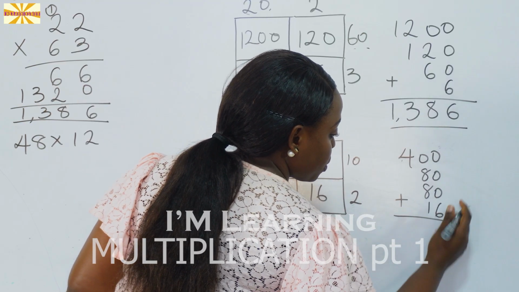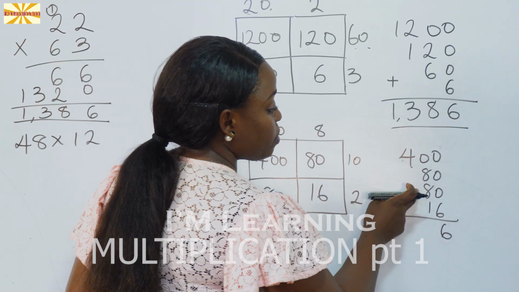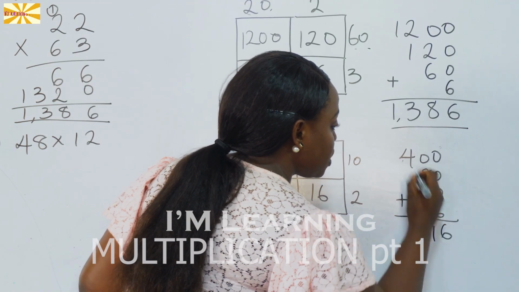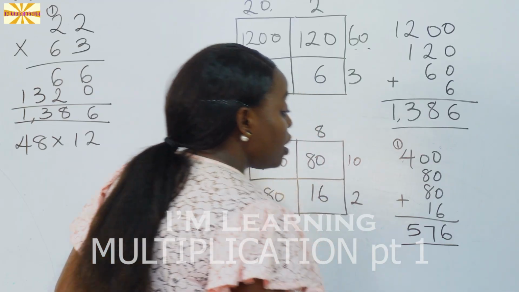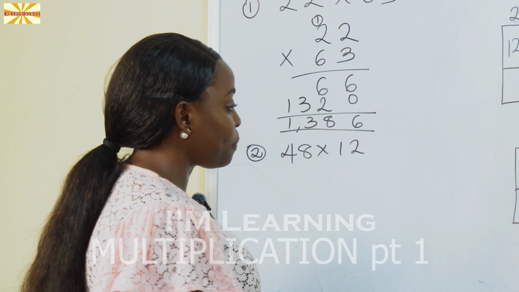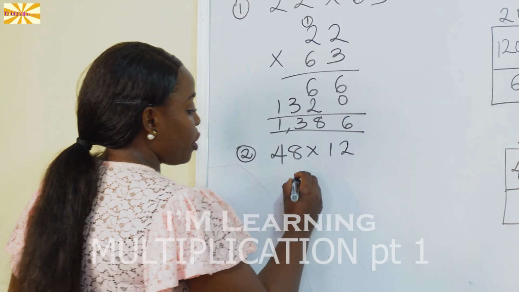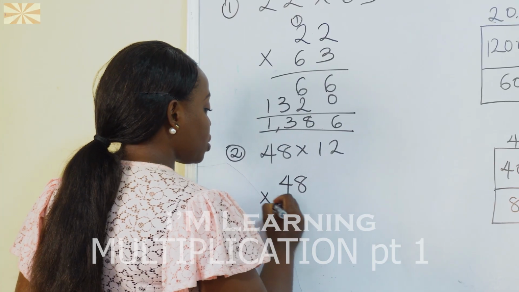This is 0, 0, 0, and 6 will give me 6. 8 plus 8 is 16 plus 1 is 17. Carry 1. 4 plus 1 is 5. My answer is 576. Now let's try the vertical method to confirm that that answer is correct.